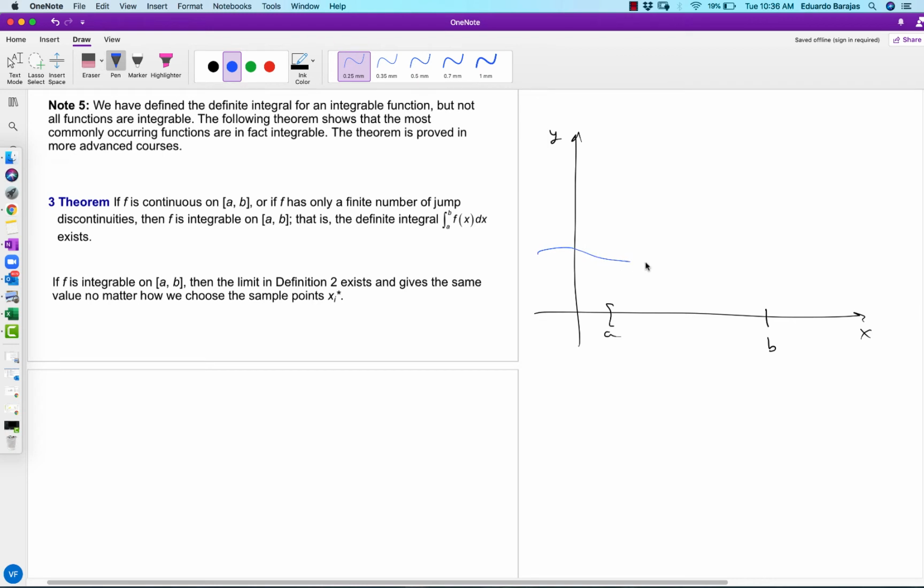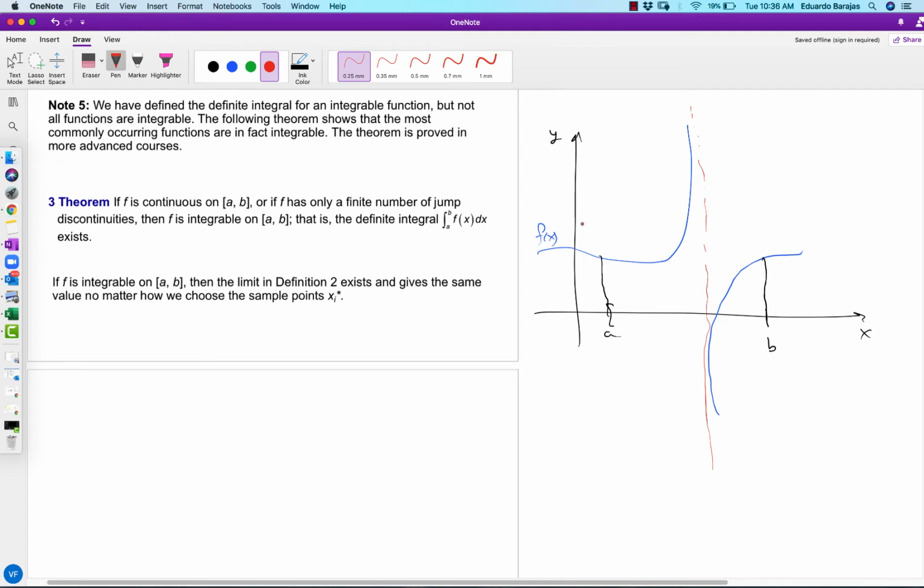Or if the function is doing this kind of thing, goes off to infinity, and then maybe comes this way like this, right? If this is our function, then we have a problem, right? Because how do we define the area from here to here if there's a vertical asymptote in the middle, right? So that's a little bit more problematic. It's not an automatic no. We'll see how we deal with these things later on.